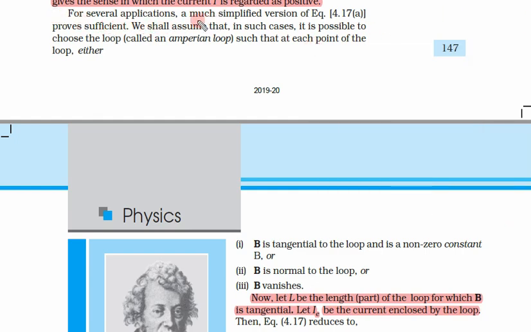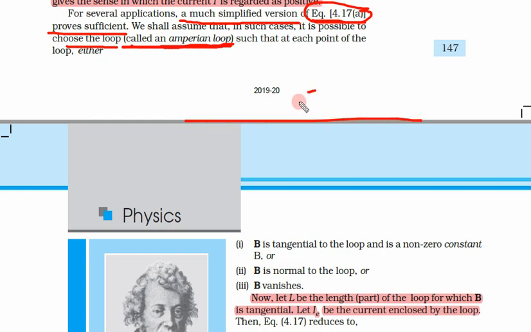Now, for several applications, a much simplified version of this equation proves sufficient. What is this equation? This equation is Ampere's circuital law. We shall assume that in such cases it is possible to choose the loop. The loop is called an Amperian loop, because this is Ampere's circuital law. So we can choose a loop for any current.